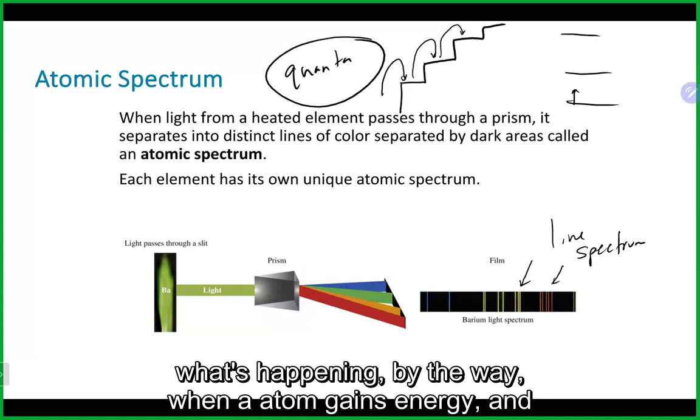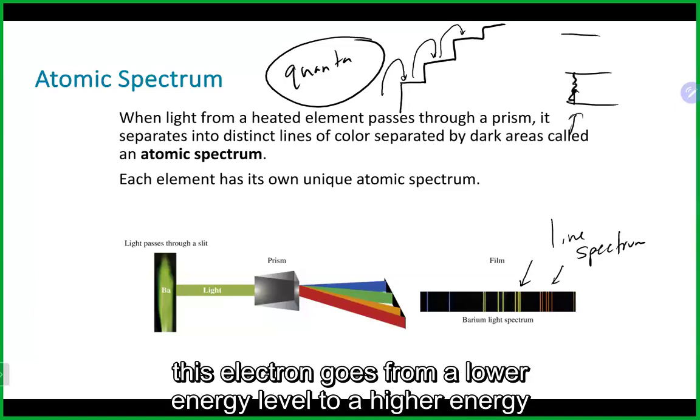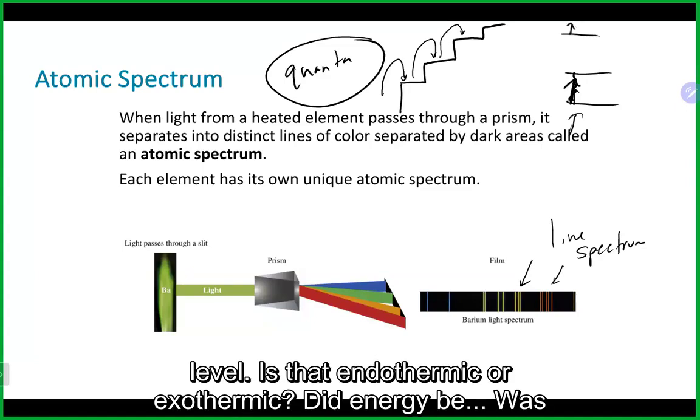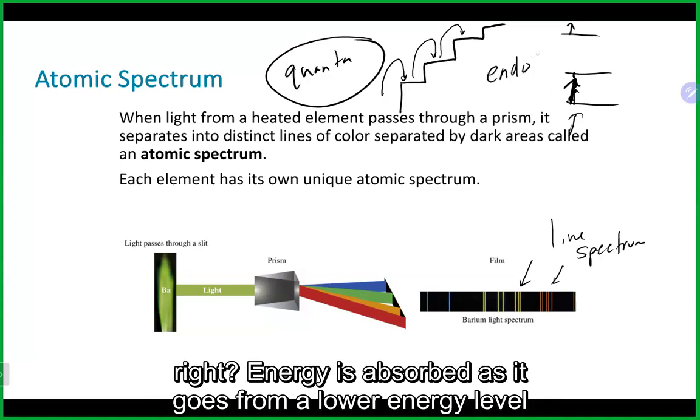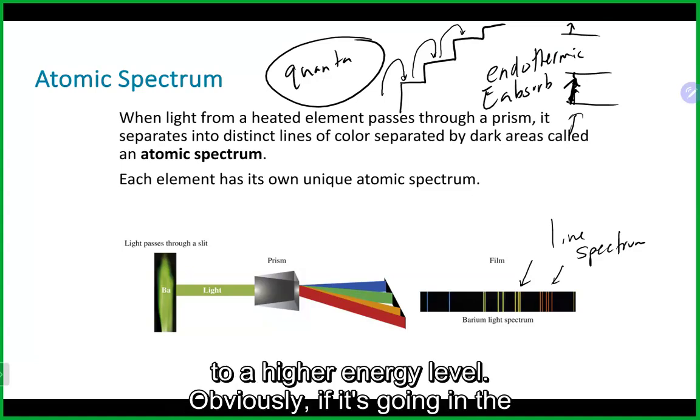By the way, when an atom gains energy and this electron goes from a lower energy level to a higher energy level, is that endothermic or exothermic? Was energy absorbed or released? It was absorbed. That's endothermic, right? Energy is absorbed as it goes from a lower energy level to a higher energy level.